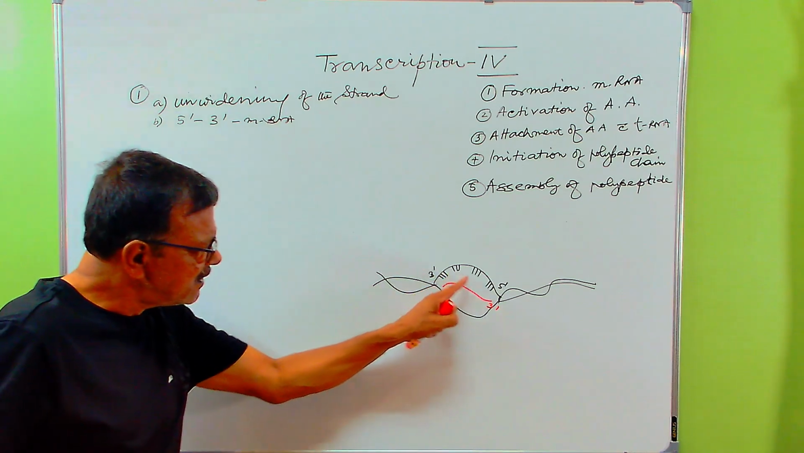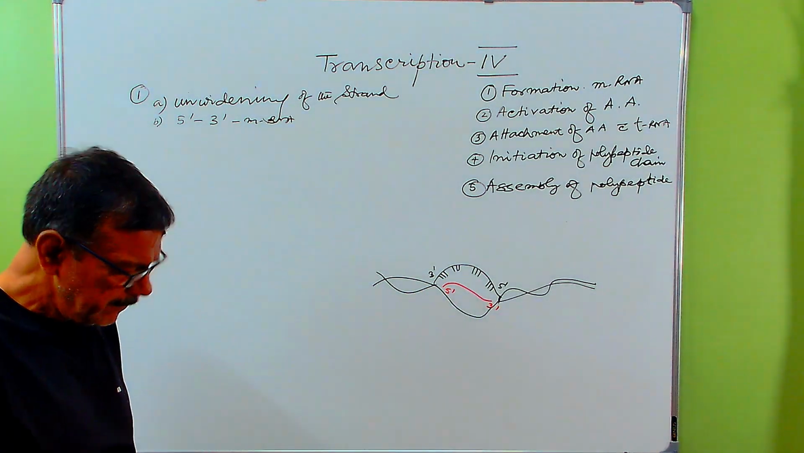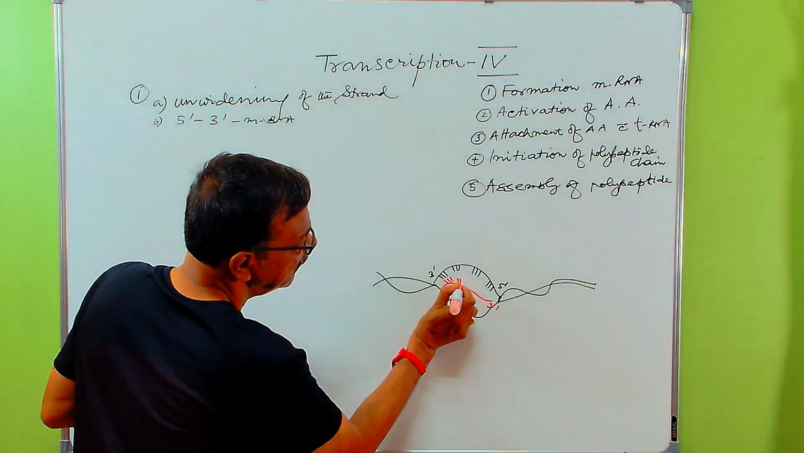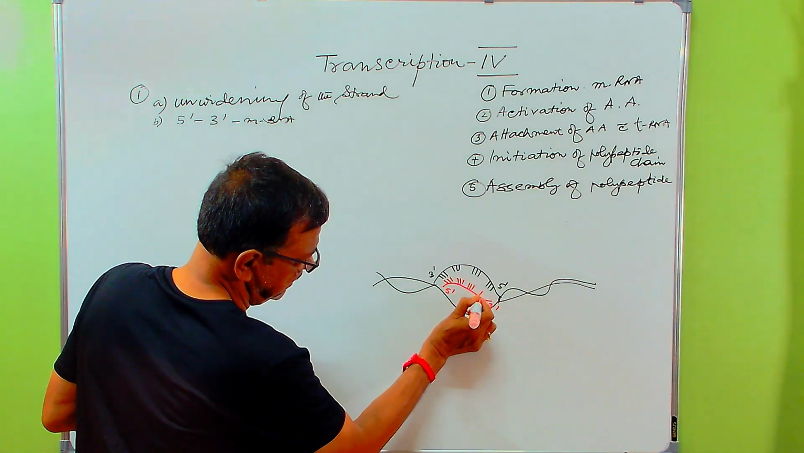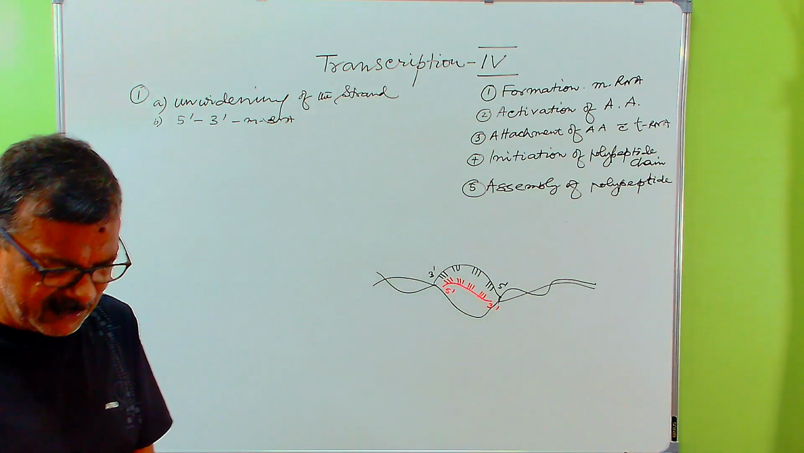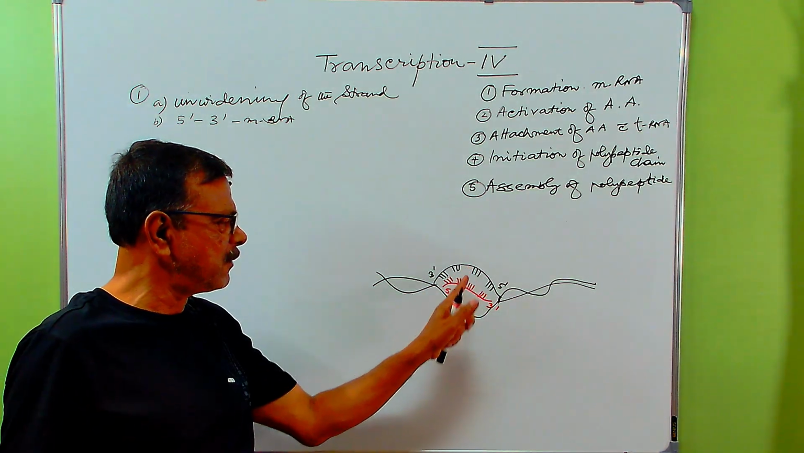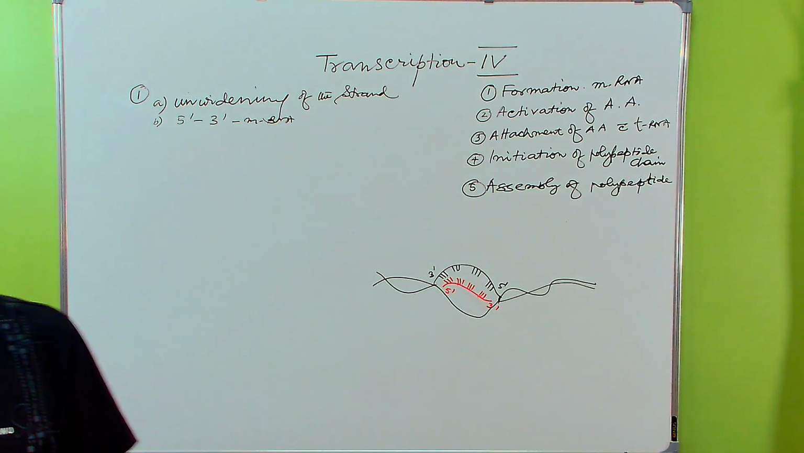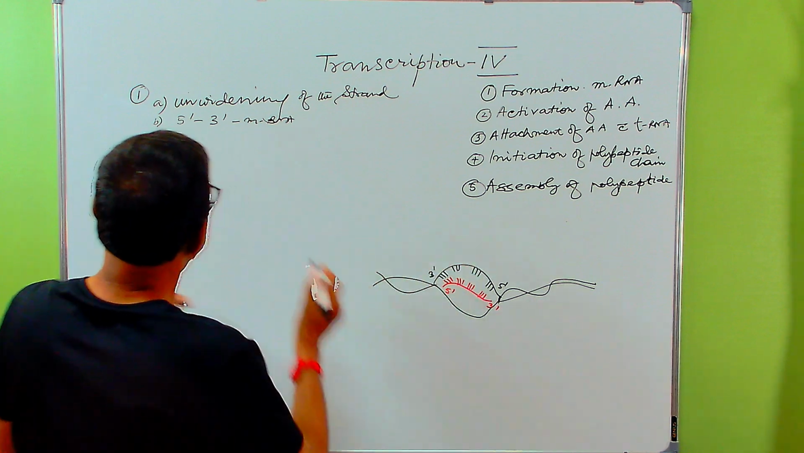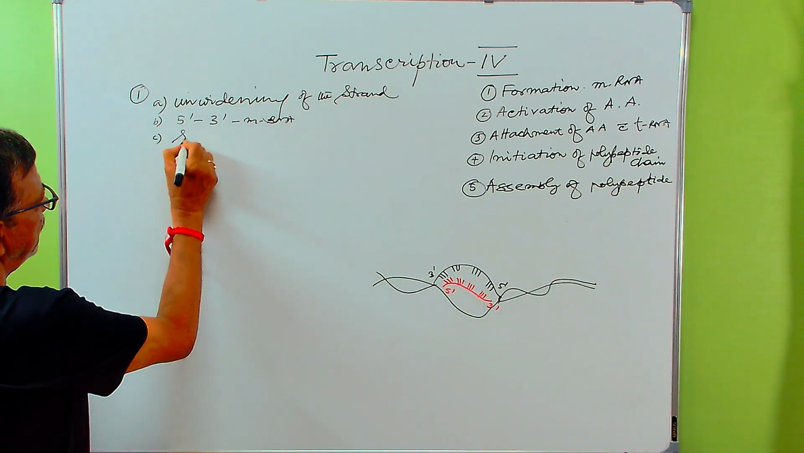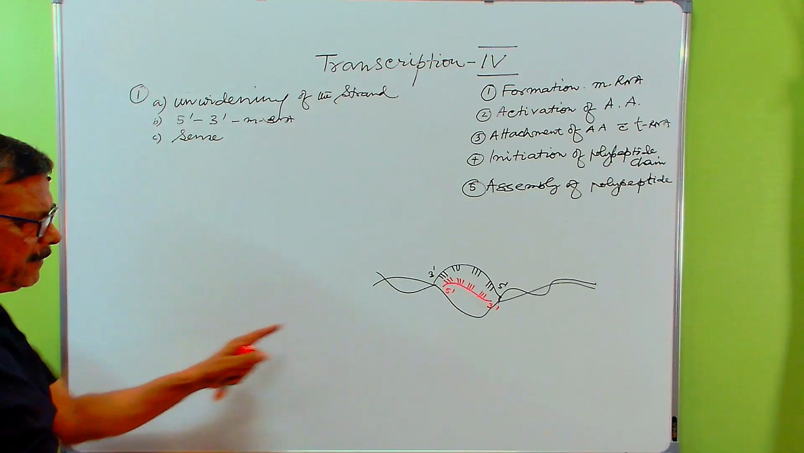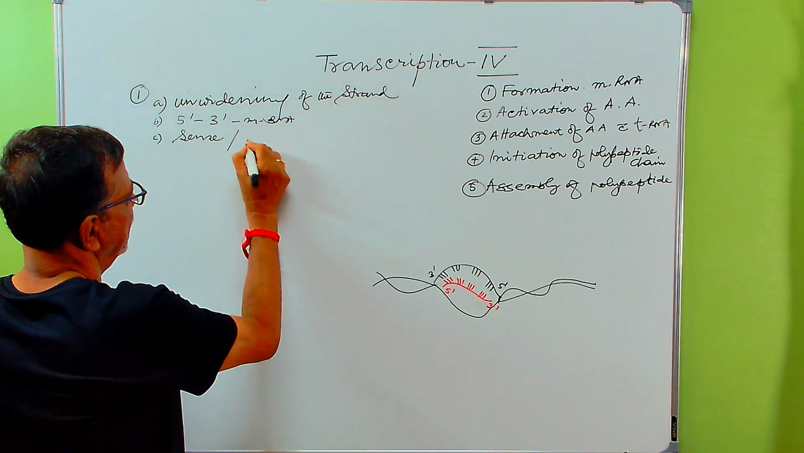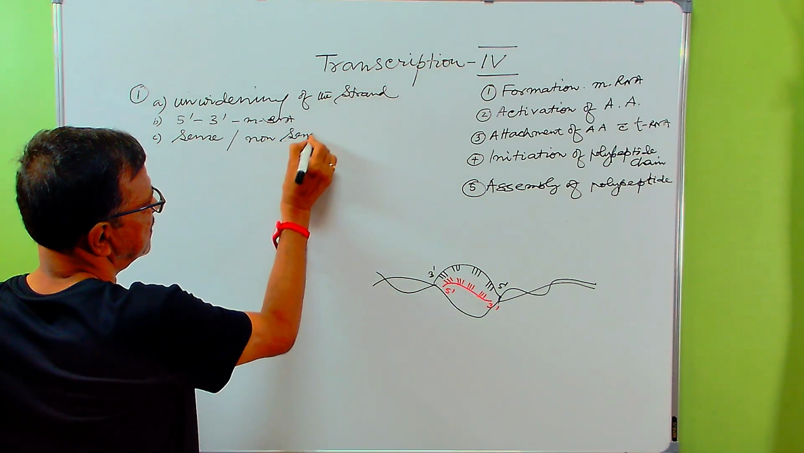Clear? Here it will be complementary to this. The only difference is that thymine will be replaced by uracil and the deoxyribose sugar will be ribose. This much we will write. So this strand is known as the sense strand, and the opposite one, this strand, will be called the nonsense strand.